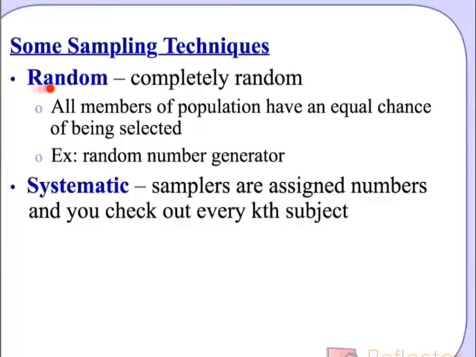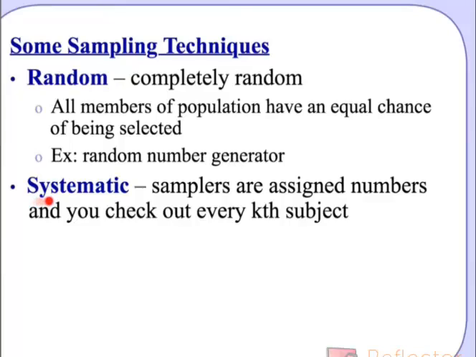I will admit it is extremely hard to get a completely random sample in true data collection, unless you're doing the random number generator. Now for your problems, things like that, it will usually tell you that they were randomly selected, so that will be a clue that it was a random sampling method.